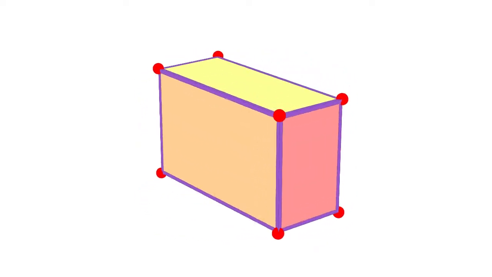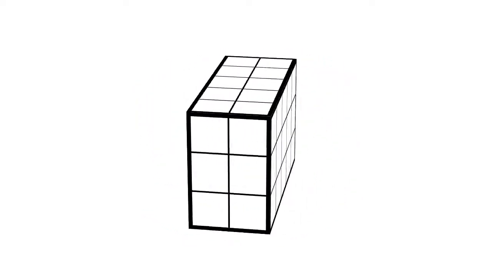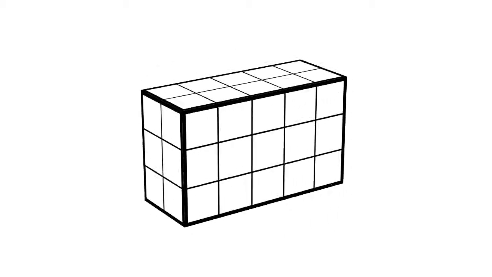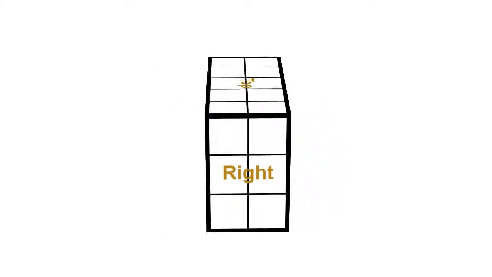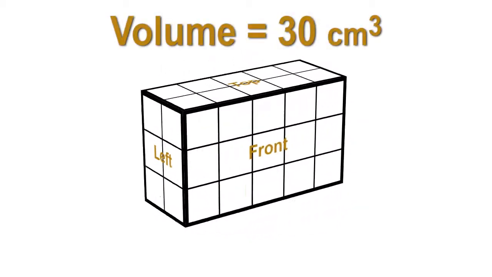The interior of the prism can be described by the number of cubes that were used to construct the prism. This is also known as the volume of the prism. This prism was constructed with 30 cubes, so it has a volume of 30 cubic centimeters.